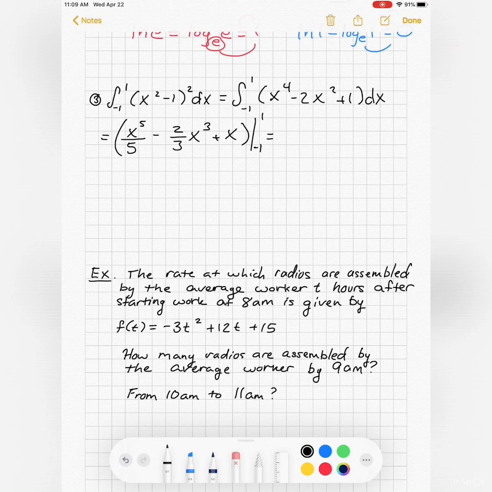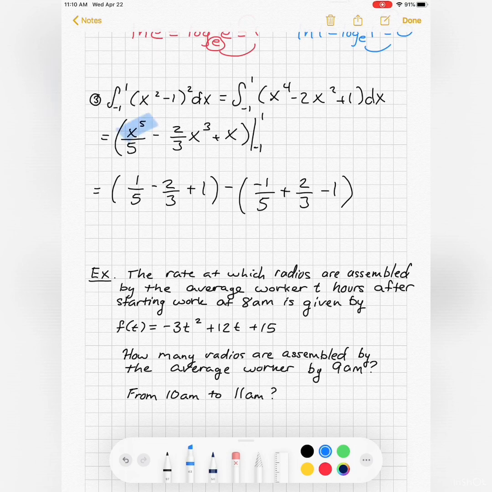Okay, and then I plug in my limits. Get the upper limit, 1. The lower limit, -1. Make sure I got all those right. So +1, +1, +1. The -1 to the 5th is -1. -1 cubed is -1, times negative is positive, and then -1. Okay, so it looks like it.